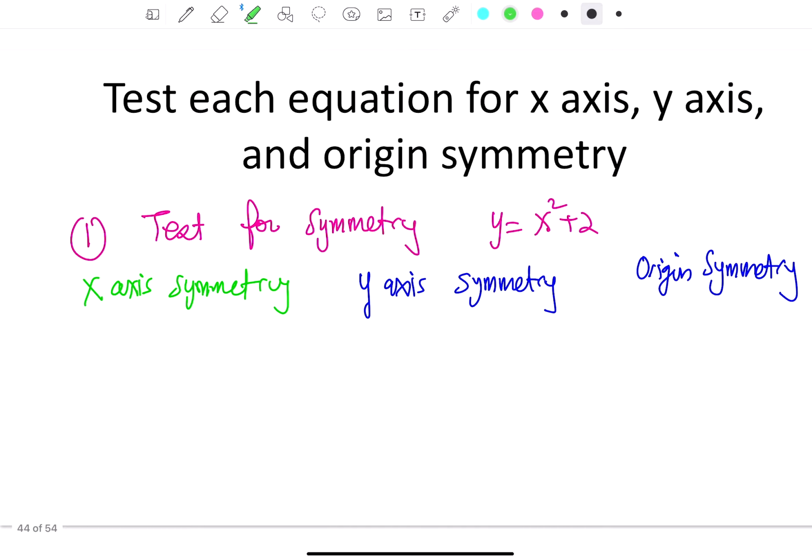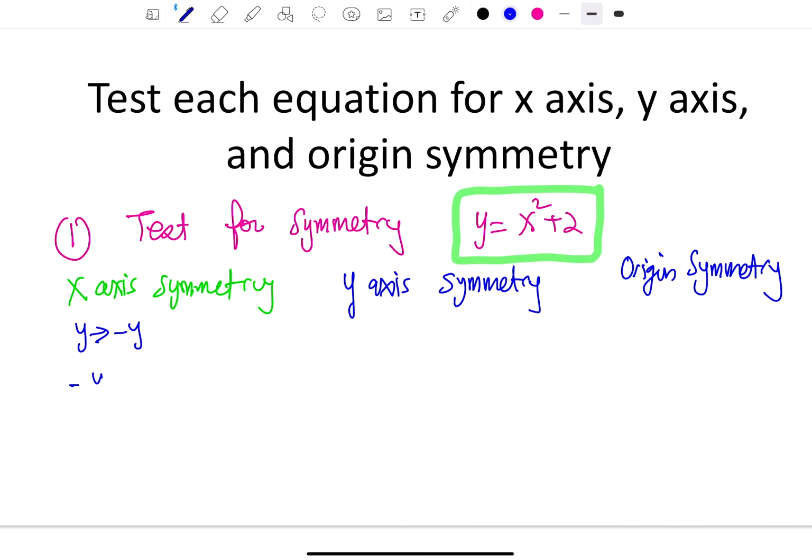Let's see some examples. Test for symmetry: y equals x squared plus 2. So we want to test this equation for symmetry. For x-axis symmetry, again, relations can have x-axis symmetry, but they would not be functions because they fail the vertical line test. So to test the x-axis symmetry, we will replace y by negative y, and if the equation does not change, that means we have x-axis symmetry. So let's go ahead and replace y by negative y. Well, it does not give me the same equation, so that means no, we don't have x-axis symmetry.